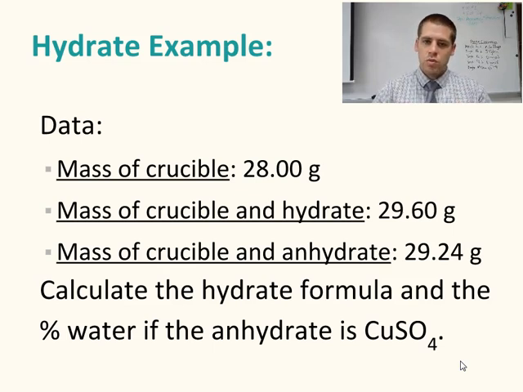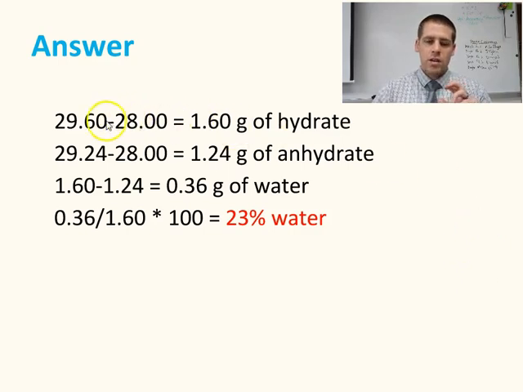Here's sample data. This is what the data would look like. You'd have the mass of your crucible, and then obviously when you add your hydrate, it gets a little heavier. And then your mass of crucible and hydrate, that would be after you heat it, after you drive off the water. From there, you can calculate the hydrate formula and the percent water if you know that the anhydrate, the salt that you're talking about, is copper sulfate. All right, your eyes kind of glaze over these numbers. Let me talk you through this.